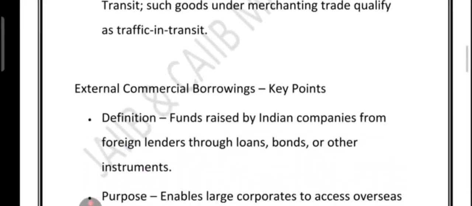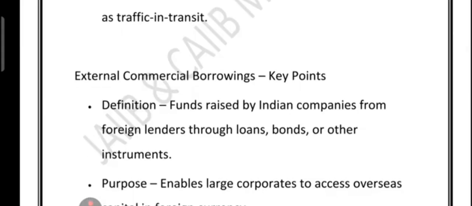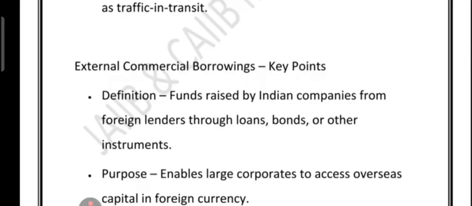These are the conditions. Now, friends, let's switch our focus to external commercial borrowing. So basically, ECB means when an Indian company borrows money from a foreign lender. This can be through a loan, bond, or other financial instrument. You can think of ECB like taking a loan, but instead of borrowing from an Indian bank, you are borrowing from someone overseas.